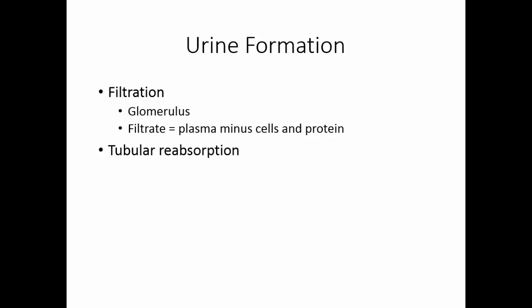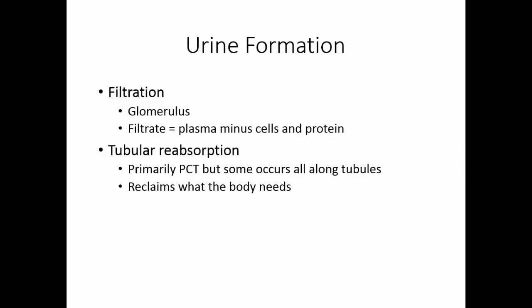The next step will be tubular reabsorption. This primarily occurs in the proximal convoluted tubules, but some reabsorption occurs all along the tubules. Here we need to reclaim what we lost in the filtrate. We need amino acids back, we need glucose back, we need some ions back, so we have to reabsorb that material. Then we have tubular secretion.